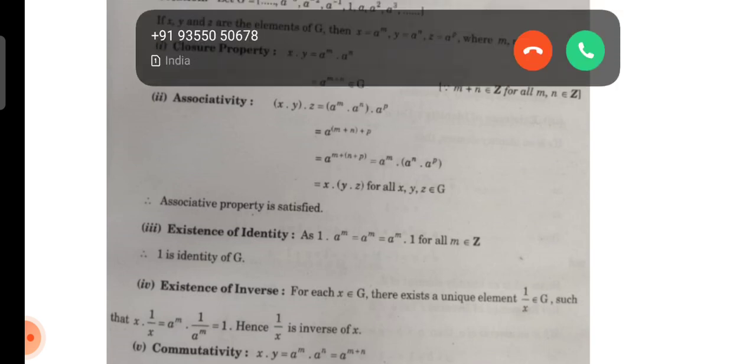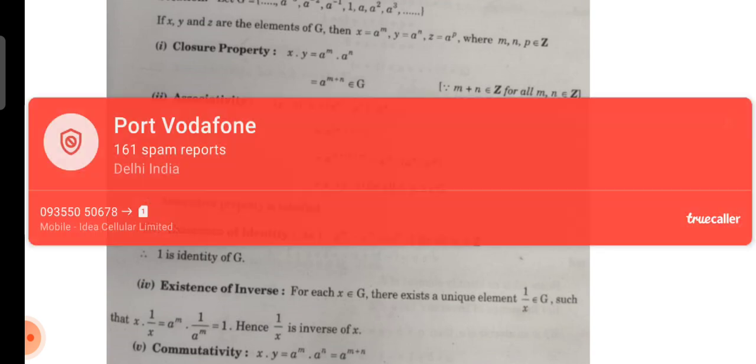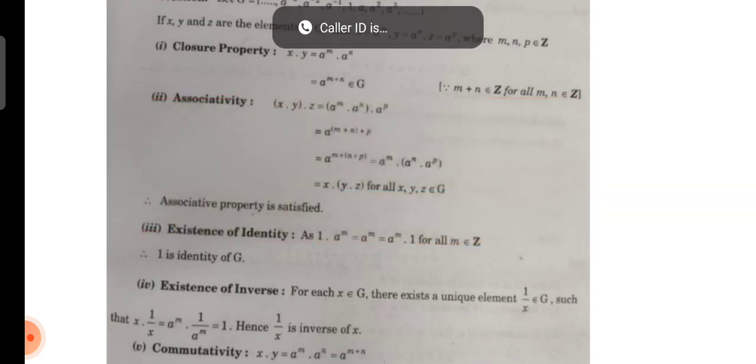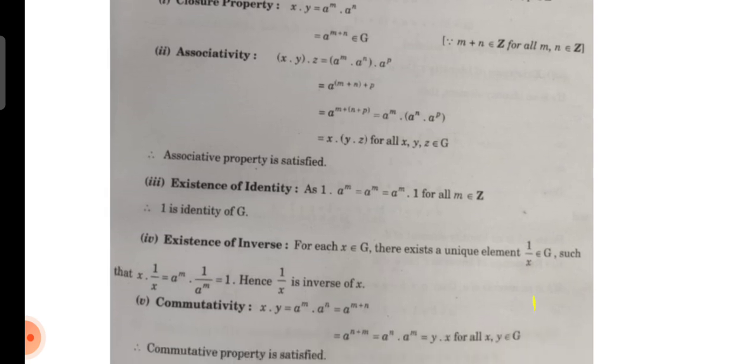Next is associativity. Let's start with (x into y) into z. So x into y is a^(m+n), and next is a^p. So we get a^(m+n+p). So the resultant is a^(m+n+p), and we can write it as a^m into (a^n into a^p), bracketing over a^n and a^p. So we get the result of associativity. It follows the law. So the associative property is satisfied.